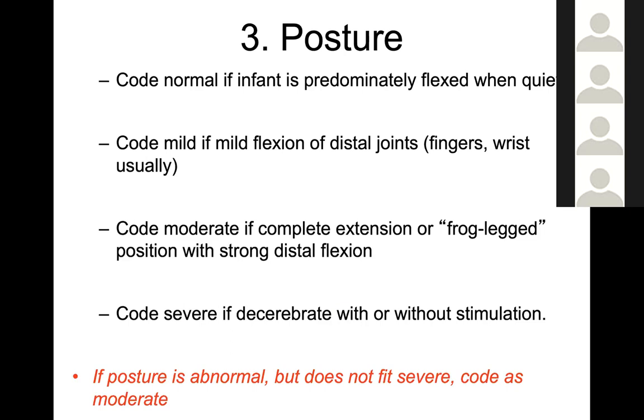But if the injury is moderate, again, you lose your flexion of the elbow. So the elbow will be more extended, or the baby may have a frog-like position. If it is mild encephalopathy, often you see the flexion at the elbow may be retained, but you'll have good distal flexion. So that's how you code the posture as mild, moderate, or severe.